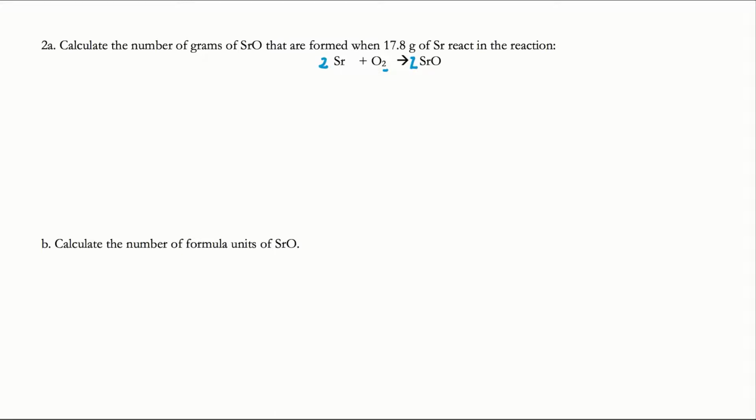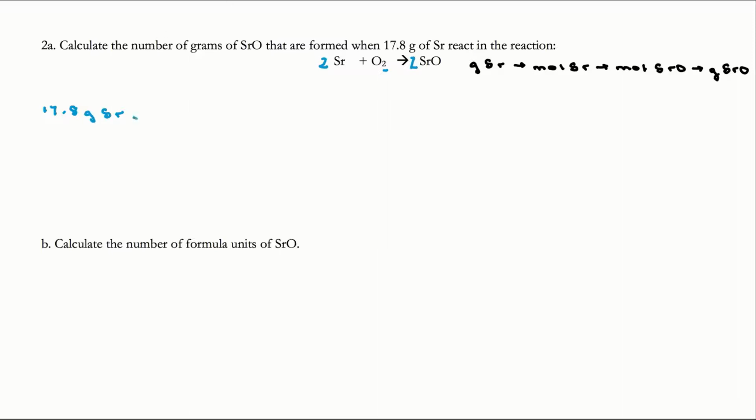Okay. I'm now balanced, so I'm going to write my given, which is 17.8 grams of strontium. And it's asking me to get into grams of strontium oxide. So I'm going to write out the steps off to the side, what I'm going to do. So if I know my grams or my mass of strontium, I can easily get into moles of strontium. And once I know my moles of strontium, I can use my mole-to-mole ratio, which we just learned about, to get into moles of strontium oxide. And once I know my moles of strontium oxide, then I can get into grams of strontium oxide.